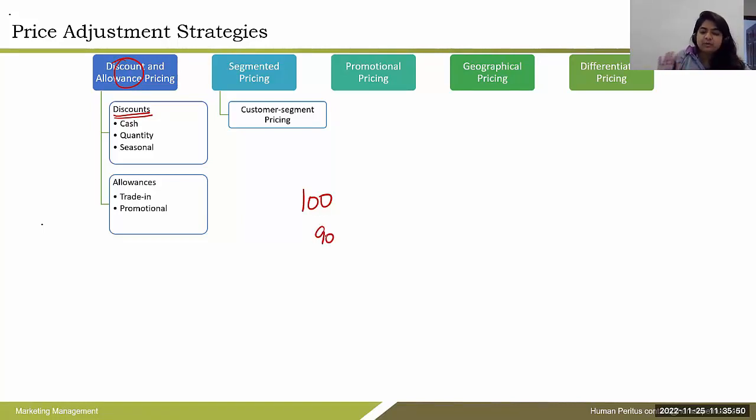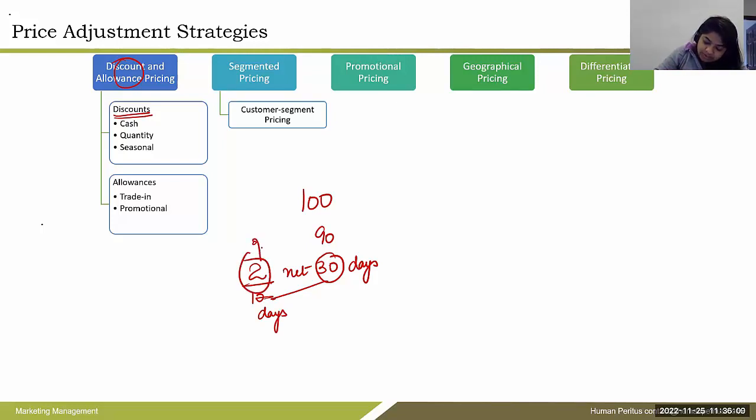There's something that you have to learn in discounts: 2 by 10 net 30. Usually the paying days is 30 days. Usually you have to pay me in 30 days. But if you pay within 10 days, I'll give you a 2% discount. Okay. Now, another example, 5 by 10 net 60.